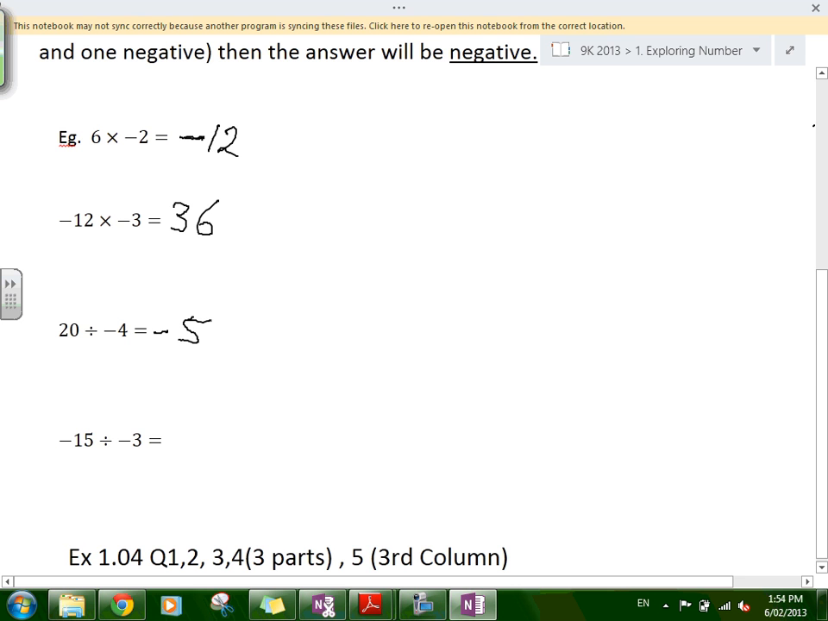Final one, minus 15 divided by minus 3. It's going to be positive or negative, right? Positive. There's two negatives. Divide a negative by a negative, it's going to be a positive answer. Guess what? It's just 5. If 15 divided by 3 is 5, it's just positive 5.